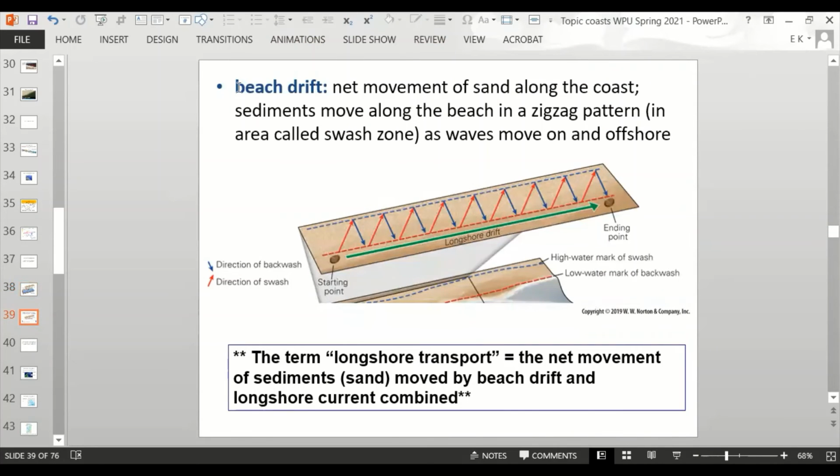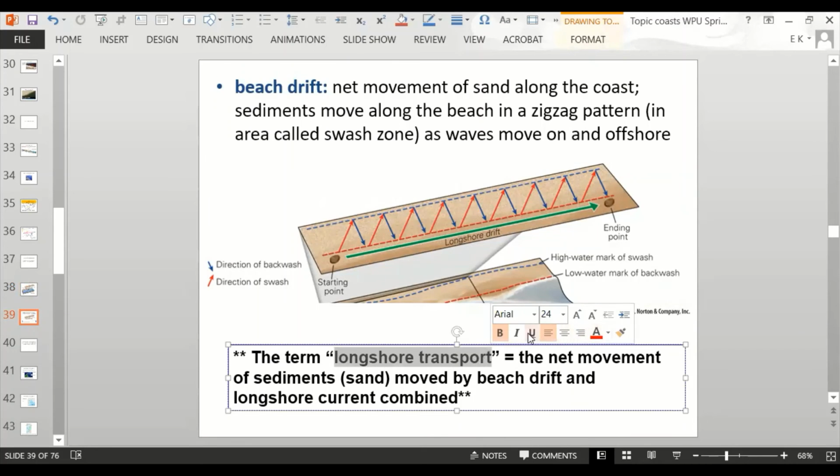So here I have the term beach drift, by the way. It's the net movement of sand along the coast; sediments move along the beach in a zigzag pattern. That's in your swash zone, as the waves move on and off shore. Now, the term longshore transport, which you'll see in some other slides, is the net movement of sediments, usually sand, moved by beach drift and longshore current combined. So that's your longshore transport.